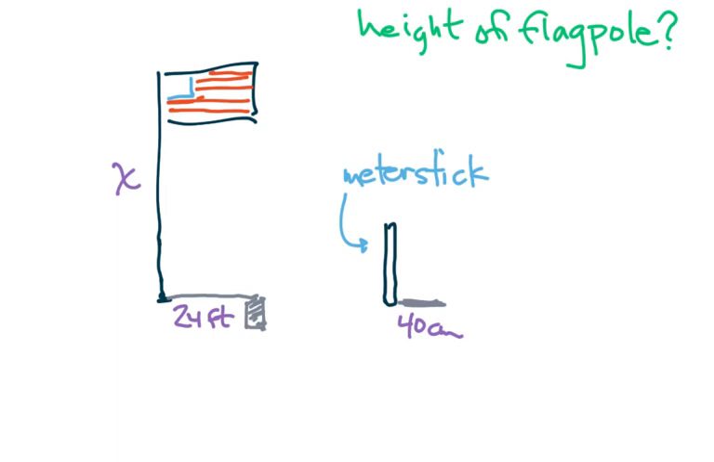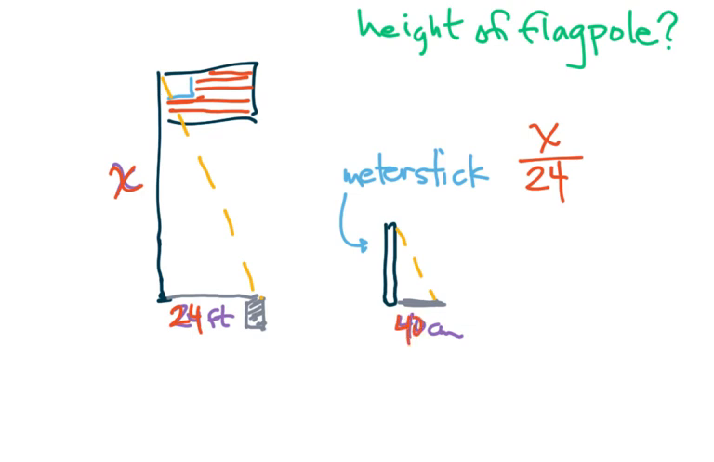Remember what's being created here are similar triangles, right? And because they're similar, that means their heights and their distances are all in proportion. These sides are in proportion. So if I take this X and I connect it to my 24, that would look like this. X is to 24.